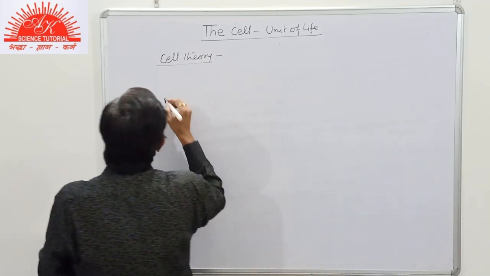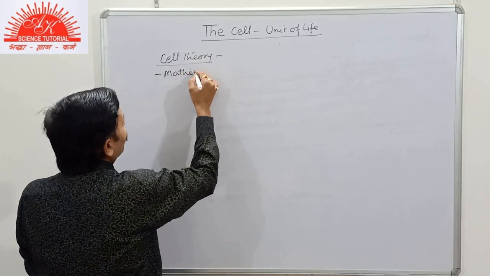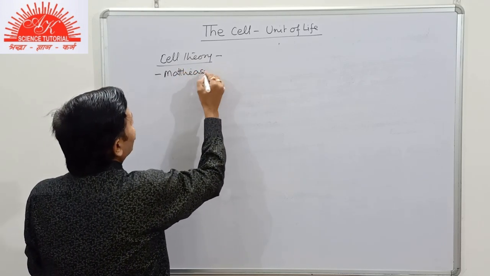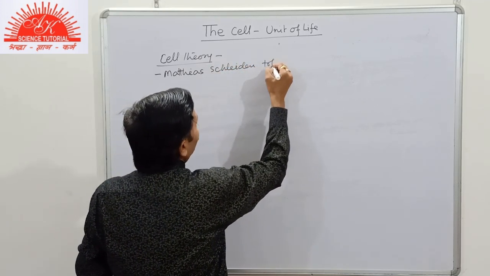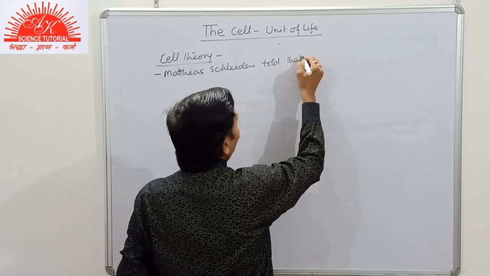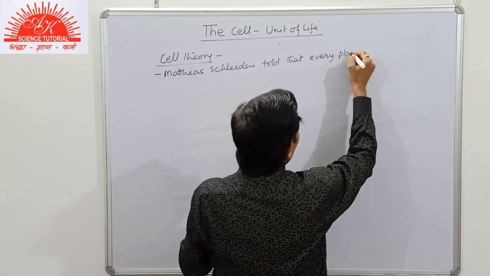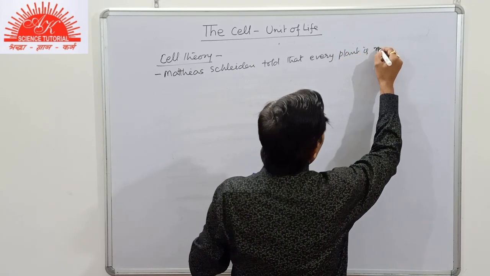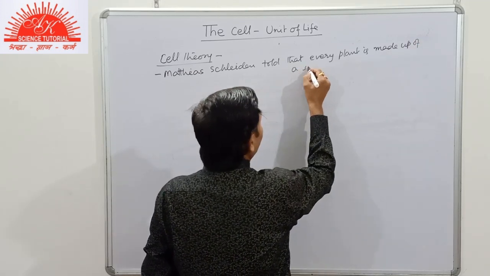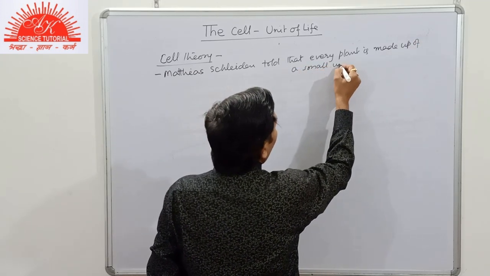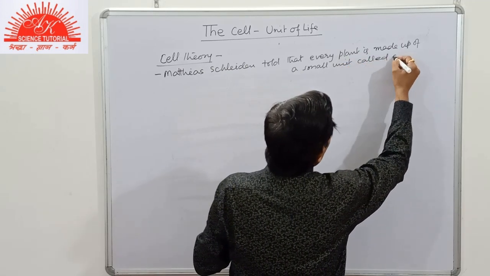So it was Matthias Schleiden who told that every plant is made up of a small unit called cell.